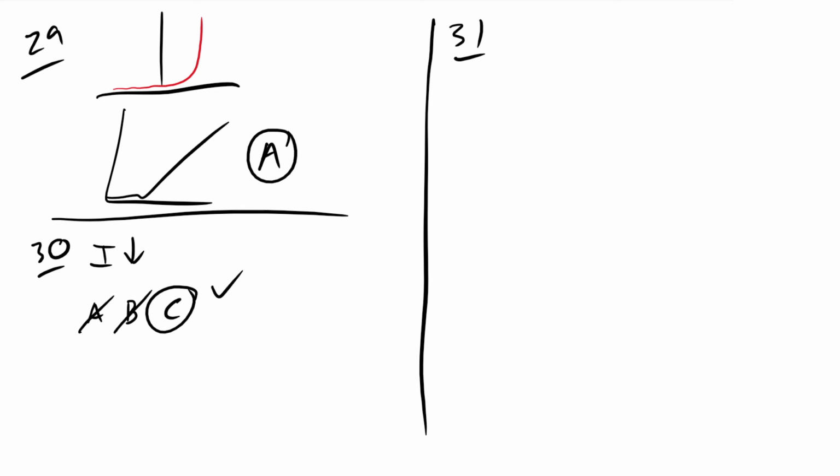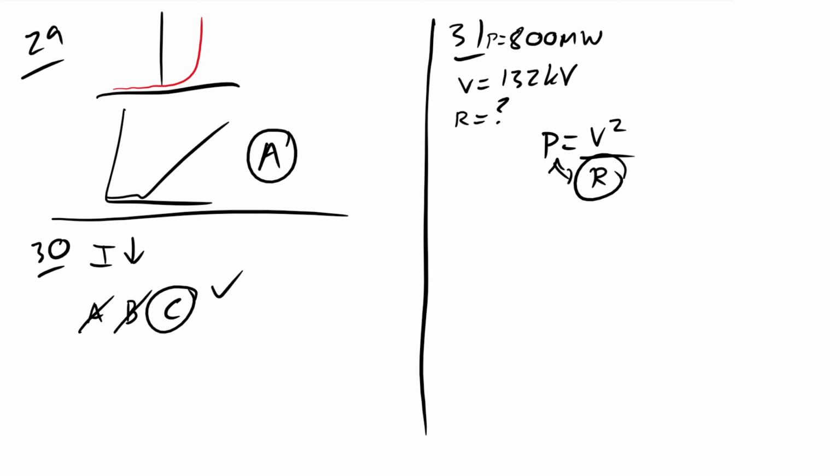31. Oh gosh, this one looks complicated. So we have 100 megawatts, we have 132 kilovolts, and we're looking for the resistance. Now it's very easy to get confused, this whole thing. Now just remember that that 132 kilovolts is not the PD across the transmission lines. So we cannot use V equals IR or P equals V squared over R with just that 132 kilovolts. So we're going to have to do something else.